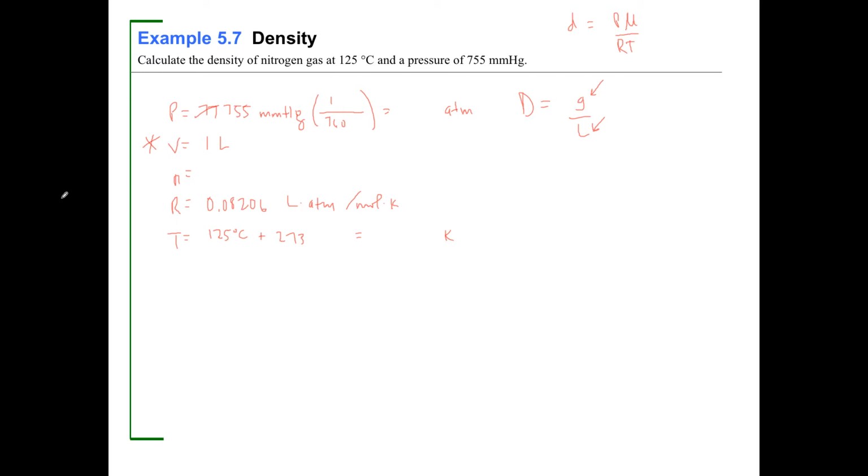And I can't do that. Well, yeah, I can. I'm going to come over here and do it. 125 plus 273 is 398 kelvin.